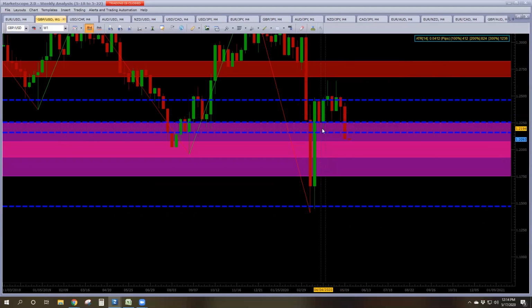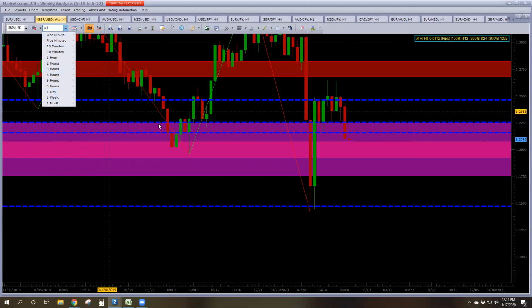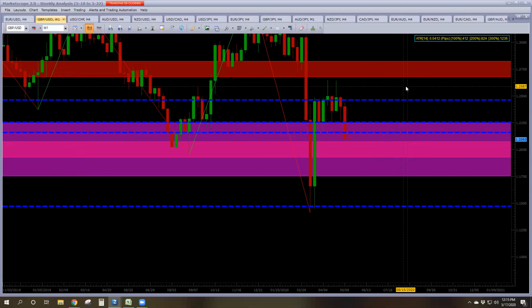Hey, you know what? Let's pay attention to this because for all I know, this thing can easily rip off that previous support and just come running all the way down. So that's going to be a really interesting ride. Actually, the pound and the euro pound is going to be an interesting pair for me to trade this week. Let's go ahead and take a look at the daily.